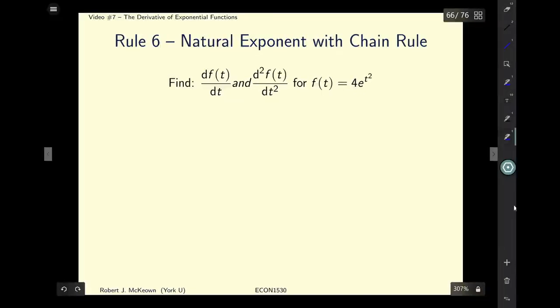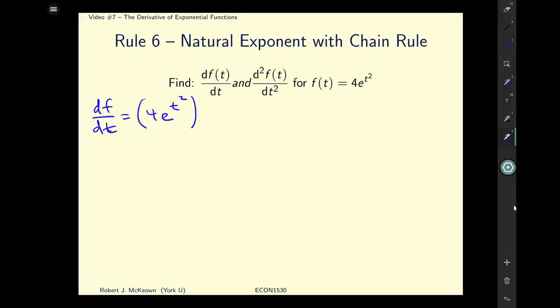And so if we start with the first derivative, we get the derivative of the exterior function, that natural exponent, is just itself. And then what have we got up here? We've got a t squared. What's the derivative of t squared? Well, it's 2t. And there's our first derivative.